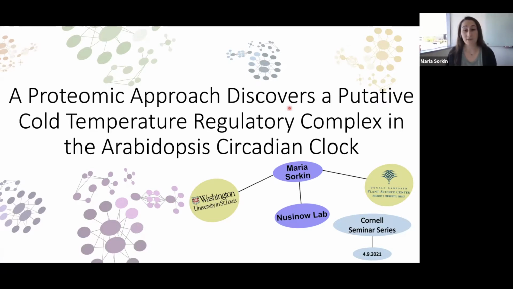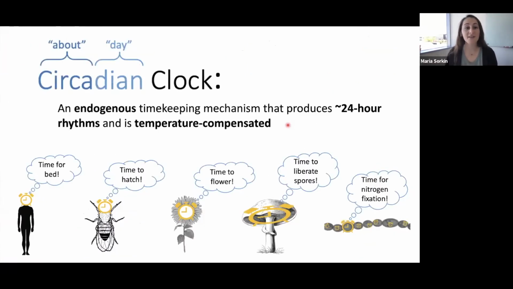So circadian rhythms, let's see here. Circadian rhythms are defined by these three primary criteria. They're endogenously generated, so they are encoded in the genome. And they produce 24-hour rhythms and are temperature compensated, which just means that these 24-hour rhythms aren't going to speed up when it gets hot outside, and they're not going to slow down when the temperature drops. And circadian clocks are present in all kingdoms of life and regulate various important phenotypes.